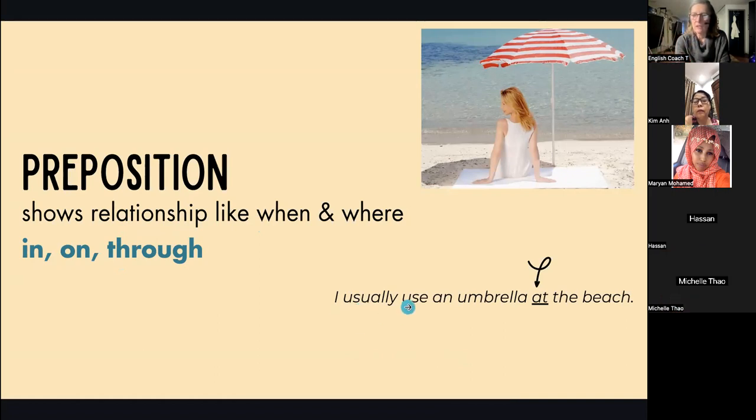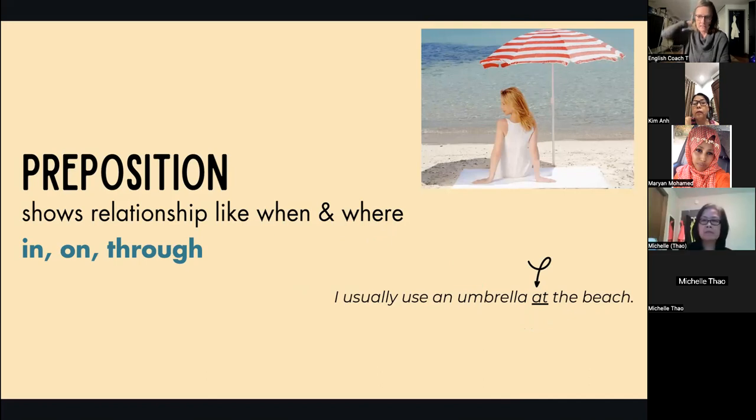So, I usually use an umbrella. Where? Where do you use an umbrella? At the beach. So the preposition is at, describing where. Could you guys think of a preposition using that same sentence that shows time, when? And could you put it in the chat box? And I'll see if I can type it up here.